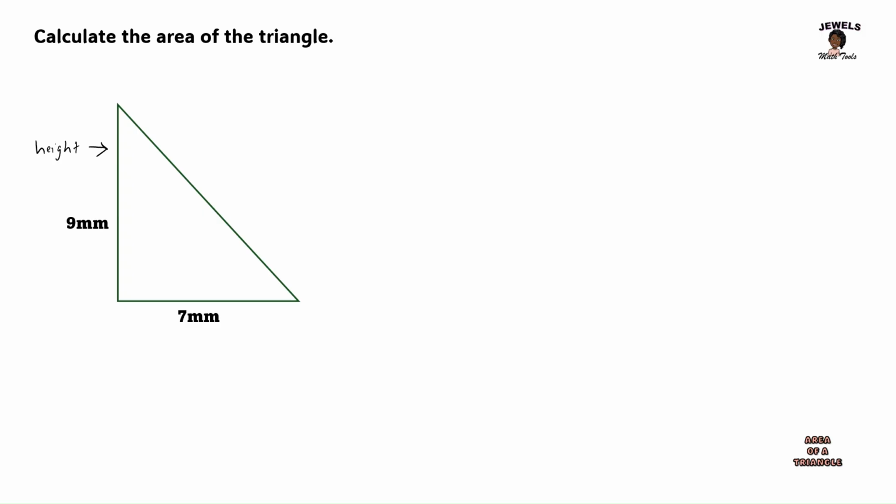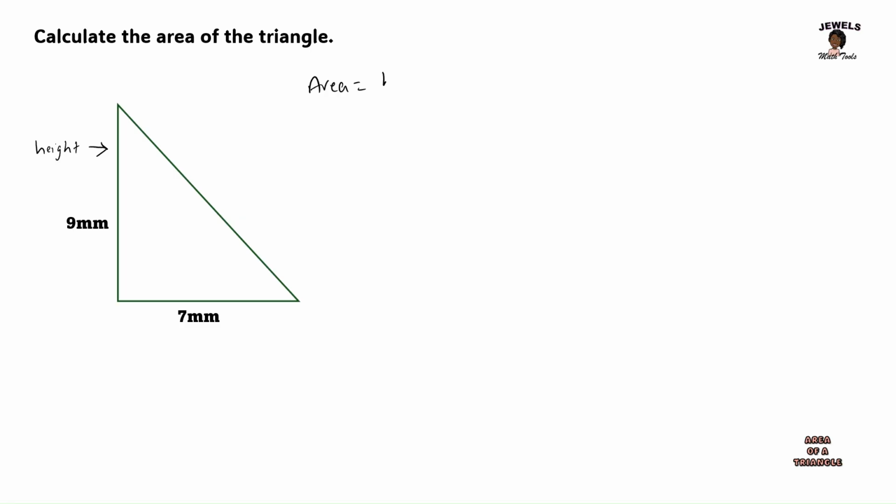And in most cases, on some examples, they may indicate what line is labeled the base so that you know which line is your height. But in either case, remember that the height is the line that goes from the base of the triangle to the top. So now that we have covered that, let's begin calculating the area of our triangle.